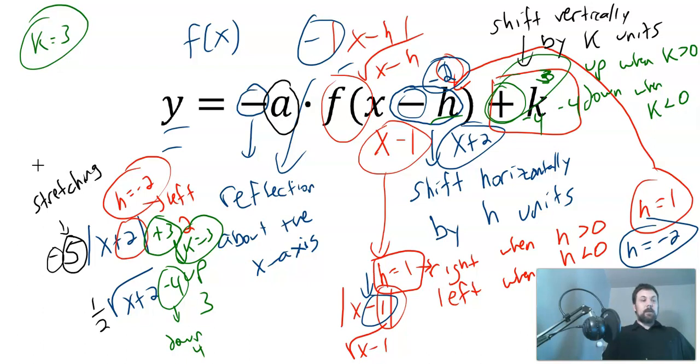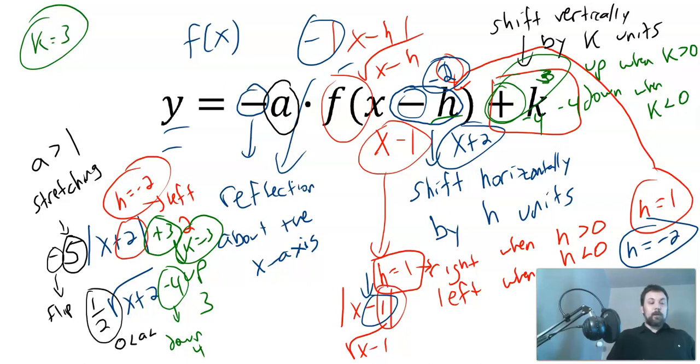It's stretching if that number A is bigger than 1. So 5, that's bigger than 1. The negative is not part of that. The negative means we're flipping the graph over. It's being reflected, right? The 5 is what tells me if they're stretching or shrinking. And it's a bigger than 1 number, so they're stretching in that case. If the number is between 0 and 1, that's shrinking.